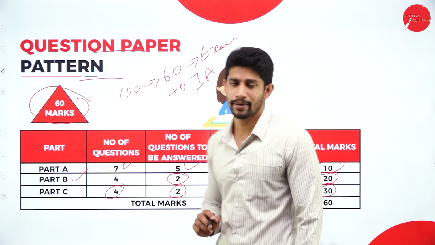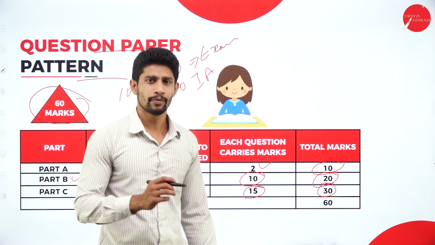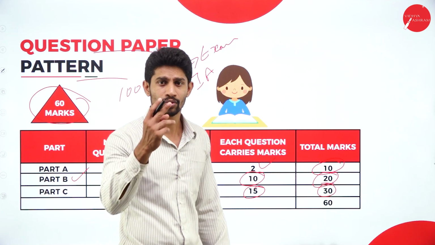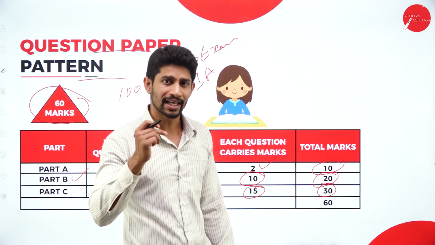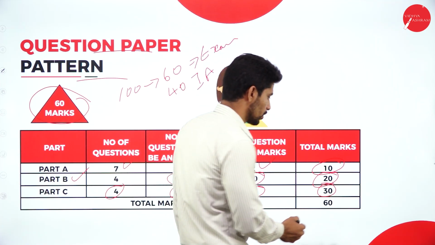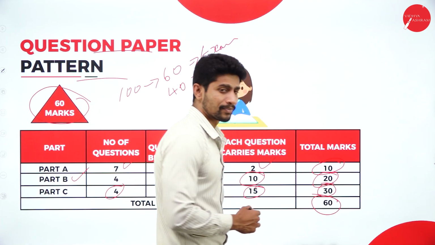So in part A, you will be attending 5 questions, each carries 2 marks, for 10 marks. In part B, you will be attending 2 questions, each question carries 10 marks. In part C, you will be attending 2 questions, each question carries 15 marks. So totally you will be attending the main exam for 60 marks.